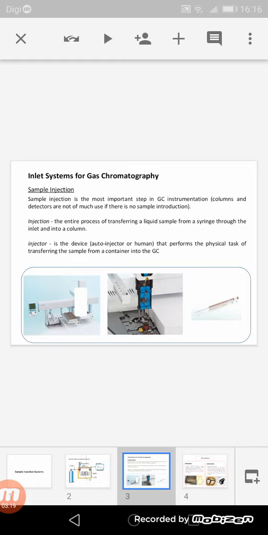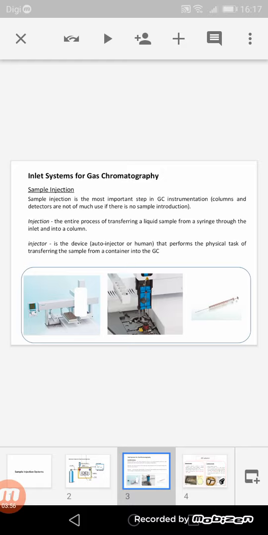Column and detectors are not much use if there is no sample introduction. Injection is basically the entire process of transferring a liquid sample from a syringe through the inlet into the column. The injector is a device, an auto injector, or a human doing manual injection, that performs the physical task of transferring the sample from the container into the GC.